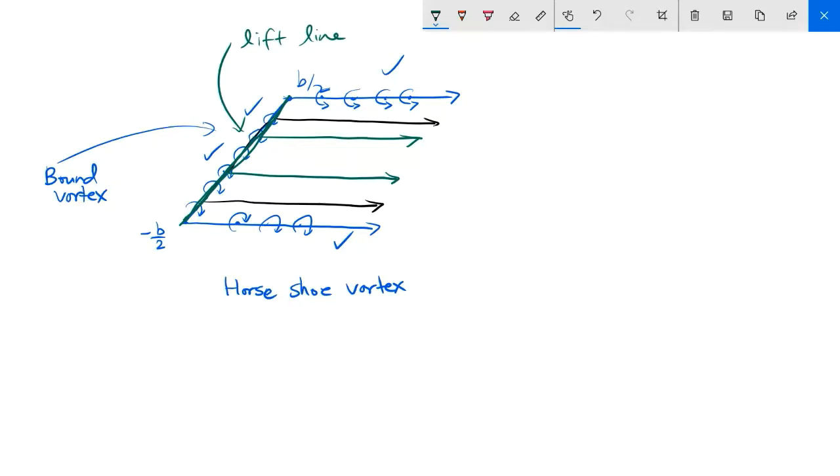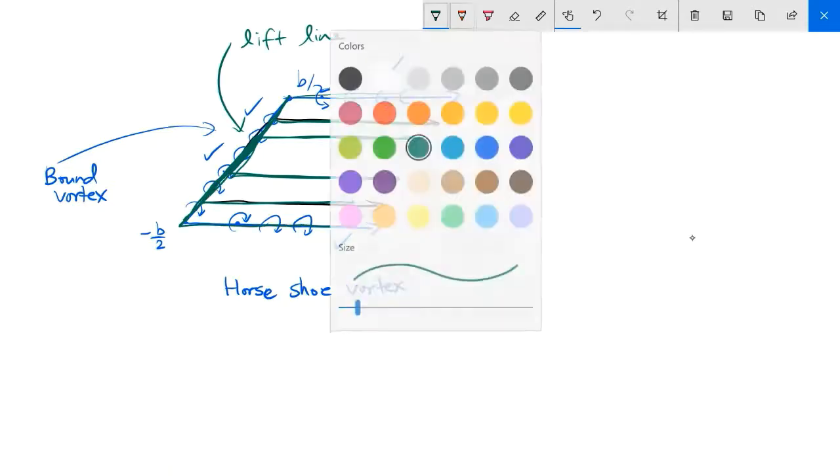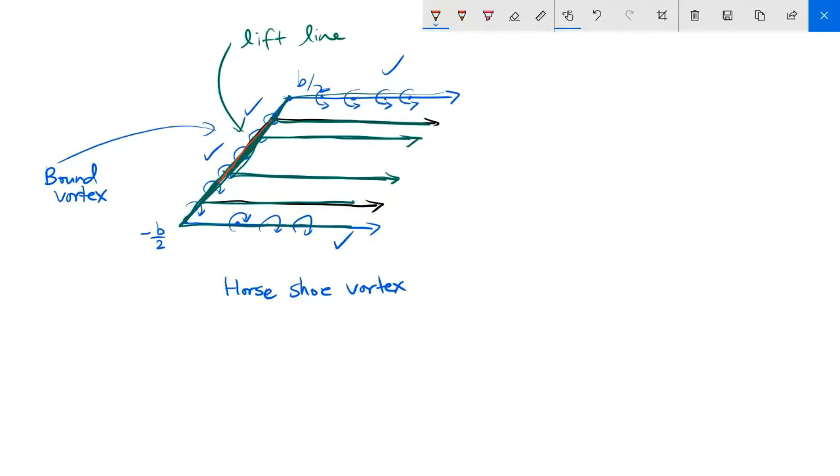And so if you consider this part here, you are combining the contribution from all the horseshoe vortices that we have put here, right? Because this part of the lift line is common to this horseshoe vortex, this one, as well as this one. Okay, similarly, this segment of the lift line is common to two horseshoe vortices in this example, this one and this one. Okay, so in this way, when you add their strengths, you will see a distribution.